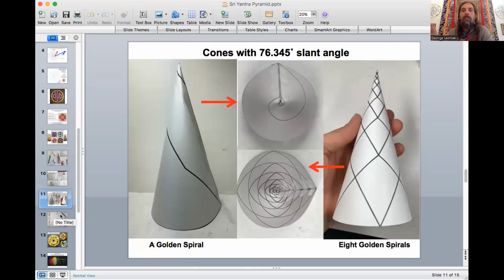We didn't intend to go through all this material in this video because we have a lot of other ones that talk about how the golden spiral is on the face of the cone and how you can put eight together. And if you look down at the above, you'll see that the spiral looks flat to you, but it's actually going down the cone. A lot of other images on that.